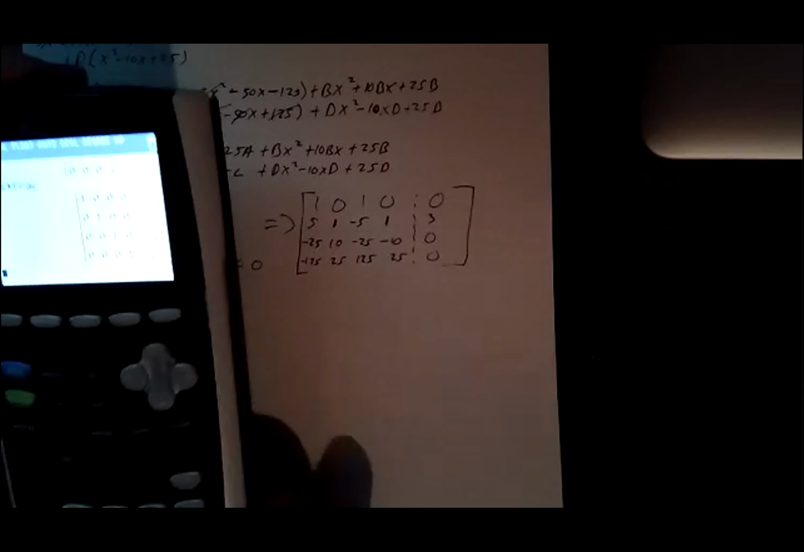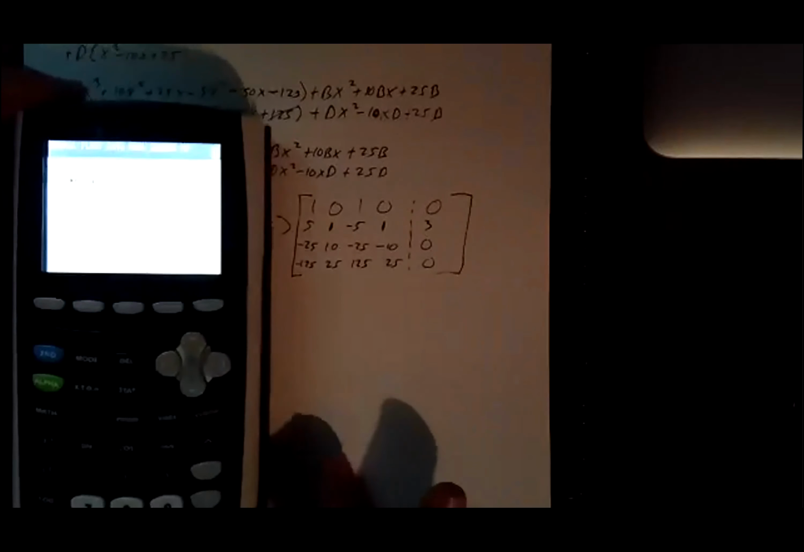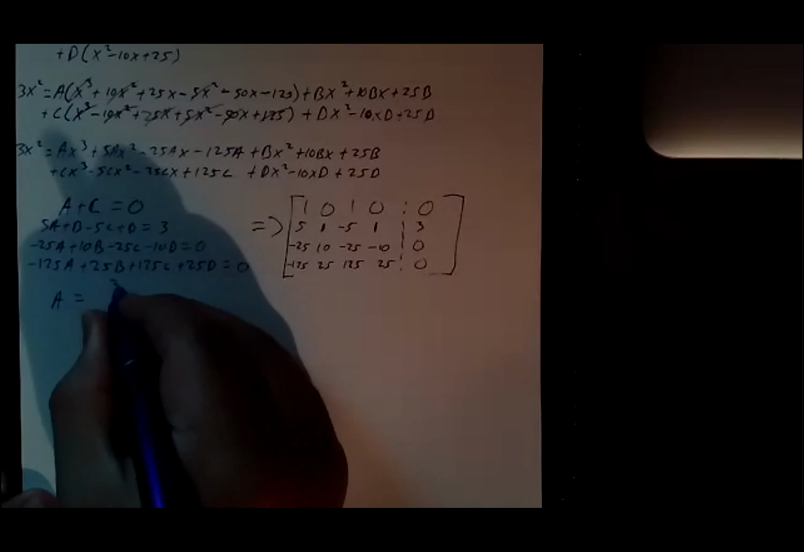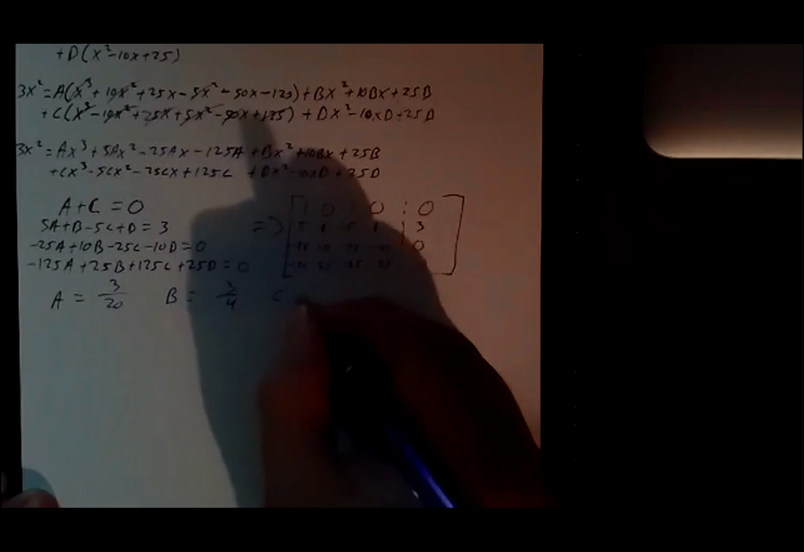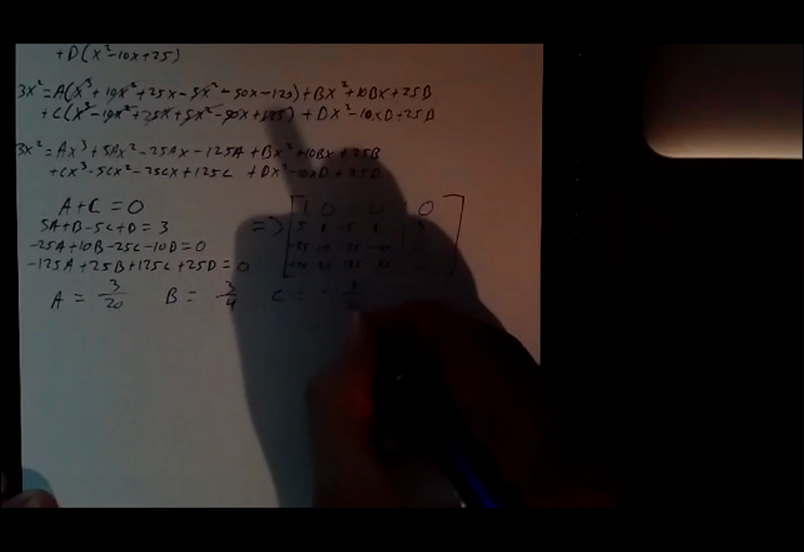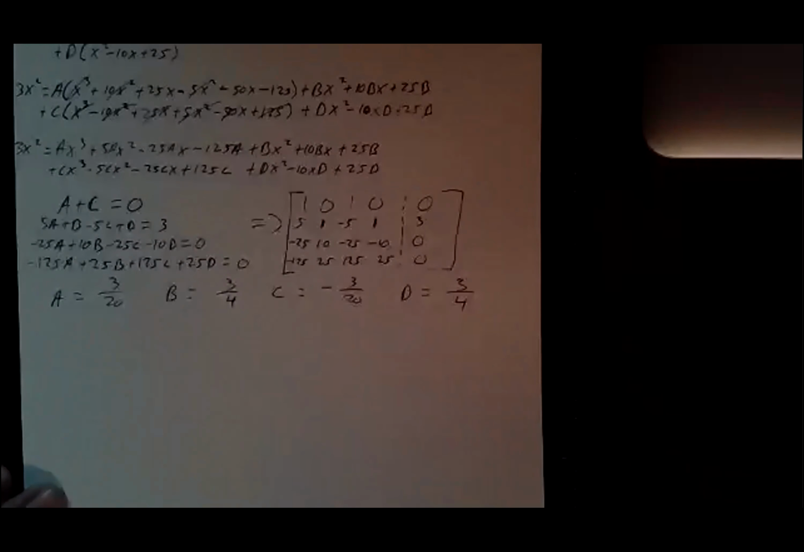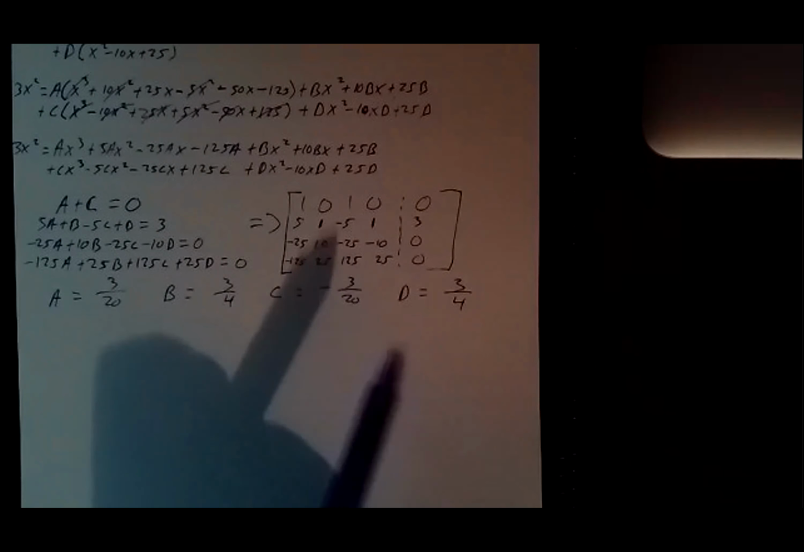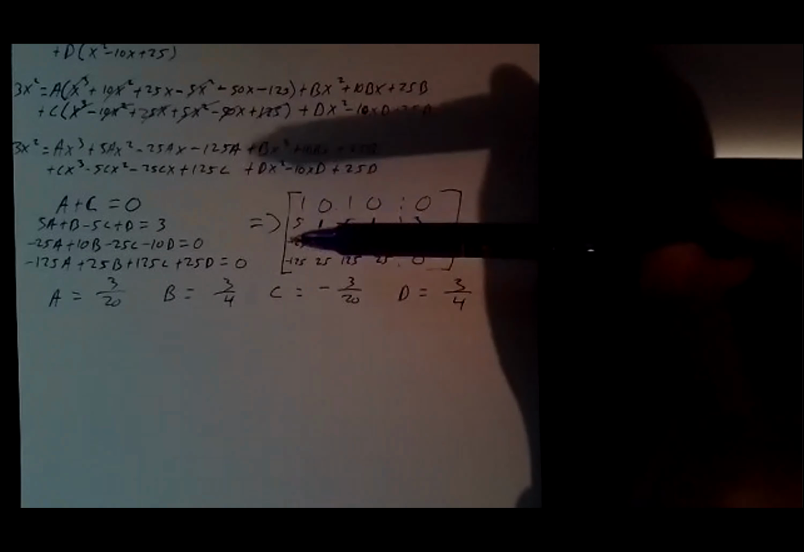I'm hoping and praying a little bit that this is what they got. I got for A, 3 over 20, B, 3 over 4, C, negative 3 over 20, D equals to 3 over 4. That's right. But if it's not exactly the same, then I have made one small addition error up here. But it's exactly the same.